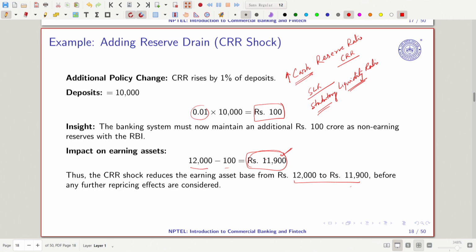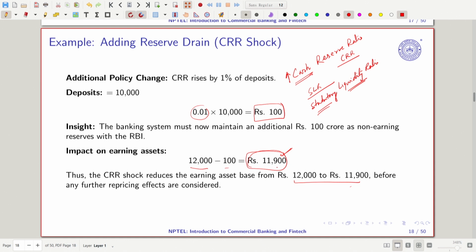So, you cannot say that CRR has gone up, so I will not be giving you money. I have deposited my money. I am the full owner of what I have kept in the bank. So, the bank cannot deny. But RBI regulates the bank by putting an extra check by increasing the CRR and SLR. So, this is what we are finding: 12,000 minus 100, so you have 11,900.